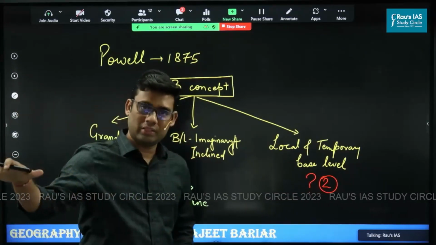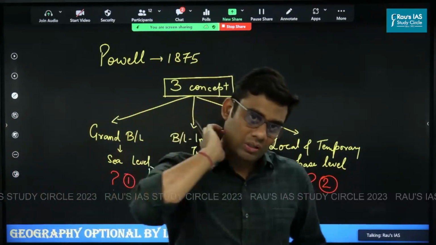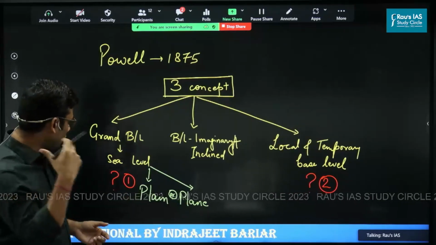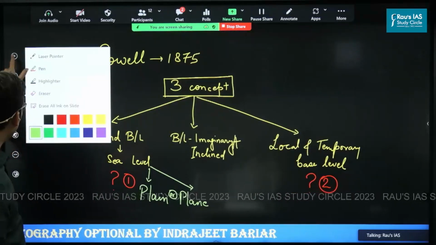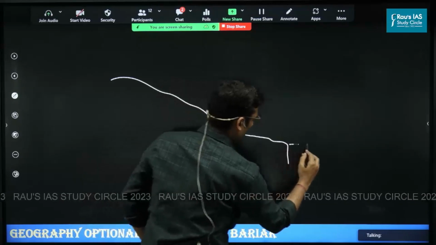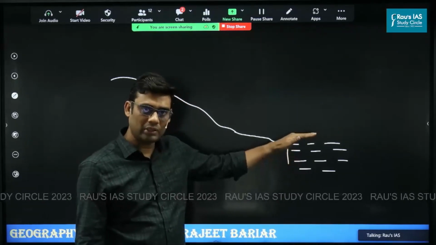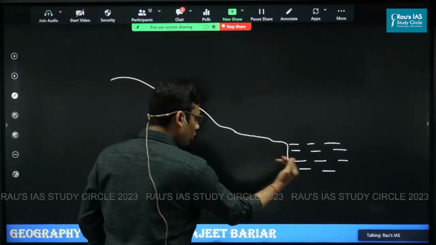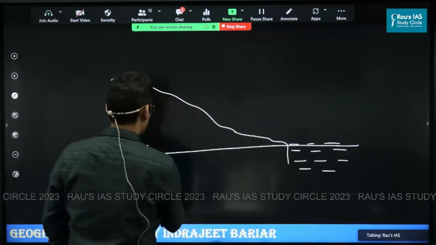A plane is a featureless surface. A plane can be a horizontal plane. So in this case, as Johnson argues, Johnson was a very staunch supporter of this concept of grand base level. While explaining the grand base level, I would explain it to be something like this, and the sea level. Johnson says that from here, the sea level, the plane, P-L-A-N-E, is going to extend into the continents. And so for him, this plane is going to look something like this.